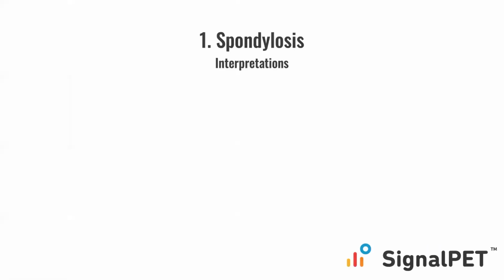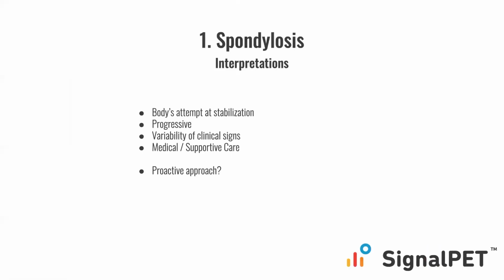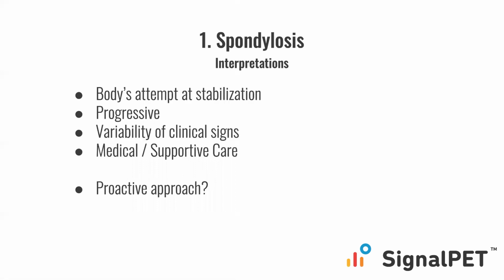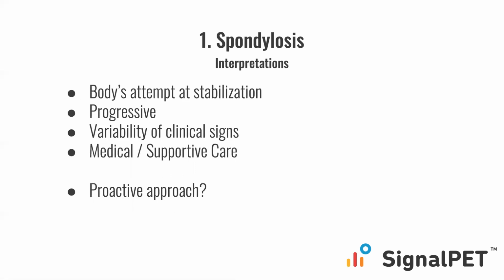Now, I know that generally speaking, spondylosis is an incidental finding, and folks tend to not pay it a lot of attention. However, let's keep in mind why it is happening. It's the body's attempt at stabilization of an unstable area. So spondylosis, or bone growth, forms in an attempt to stabilize an unstable area.